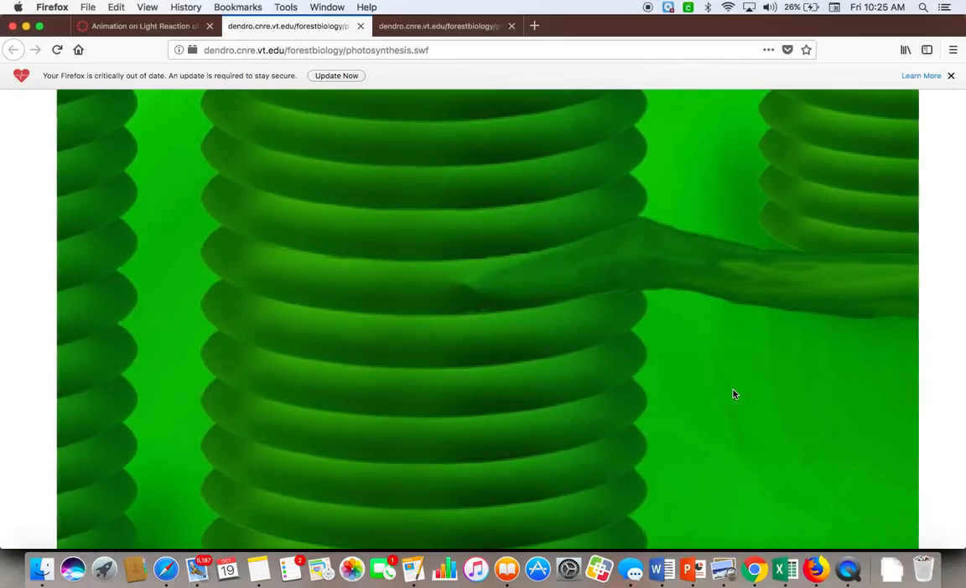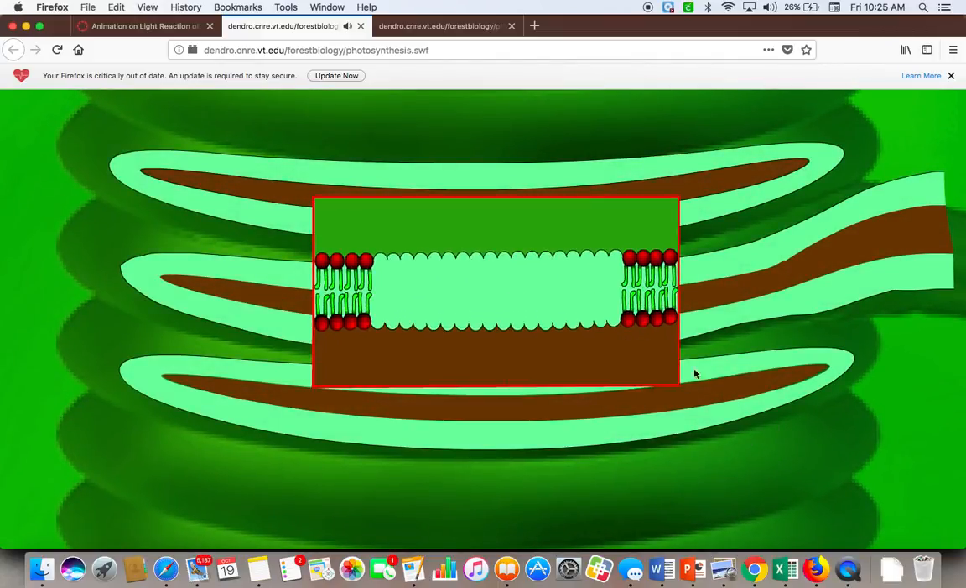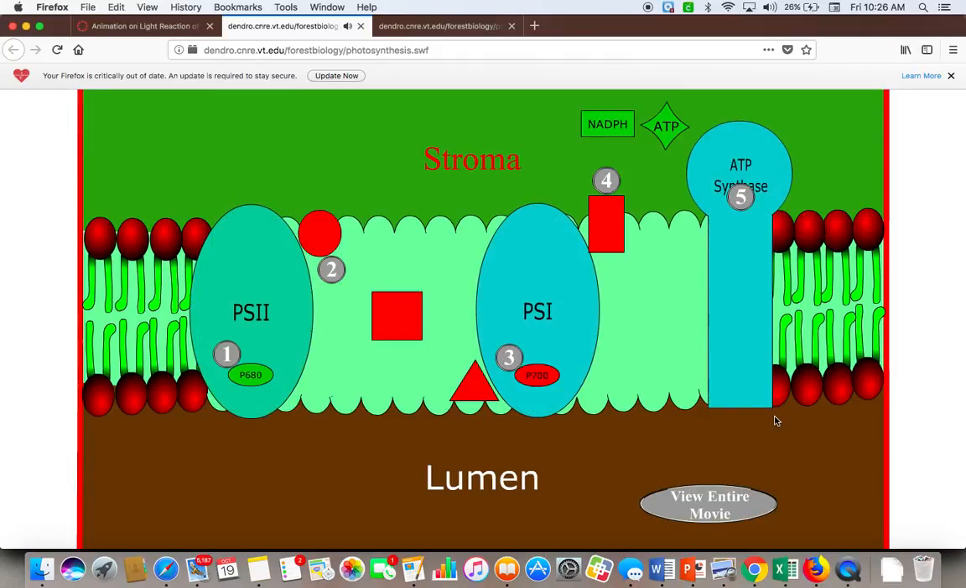So now going in a little bit further. Here you are looking at a close-up of the thylakoid inner membrane, showing 5 specific points of interest on the electron transport chain. Click on any one of them for more information.